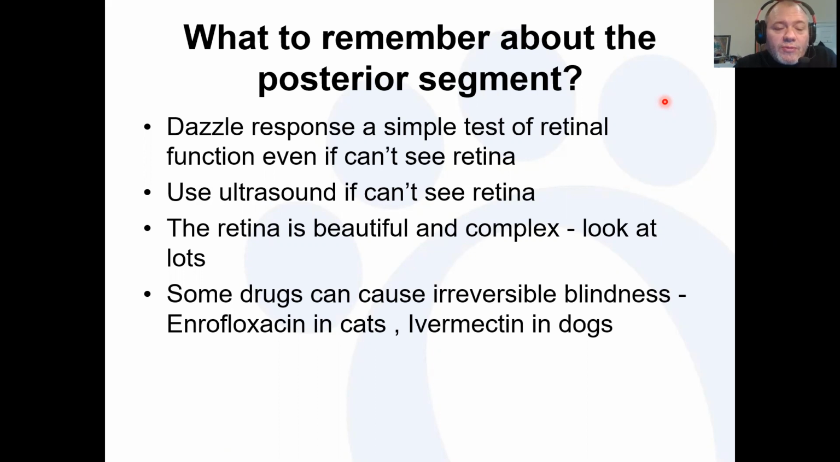First thing is the DASL response we chatted about earlier when talking about cataract assessment should be part of your visual assessment. Very simple, and even if you can't see the retina, or even if you can't see the eye actually, so an RTA with a cat or dog with an eye completely closed or eye full of blood, then you should expect to see a DASL response with a bright enough light. So it's a very simple test and include it in your diagnostic arsenal.